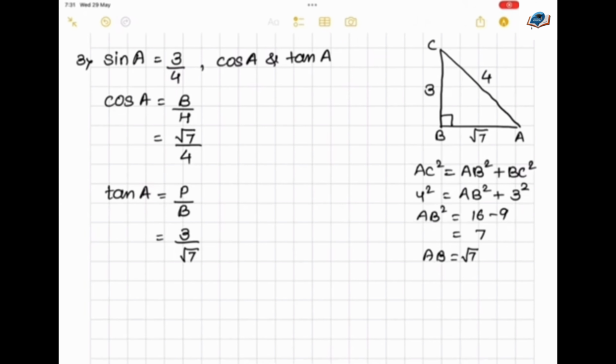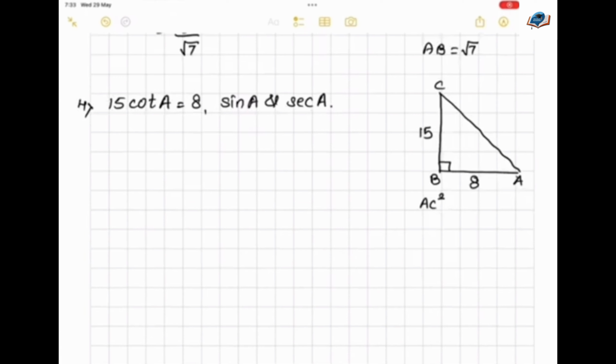Now the fourth one says 15 cot A equal to 8, find sin A and sec A. So here, see, cot means base upon perpendicular. So here base is 8 and perpendicular will be 15. So using Pythagoras theorem, AC square equals AB square plus BC square. So that will be 8 square plus 15 square. So 8 square means 64 plus 225, 289. So that will be equal to 17 square. So AC equals 17.